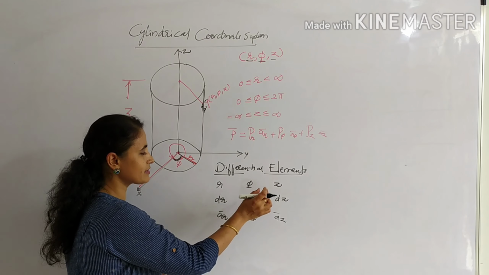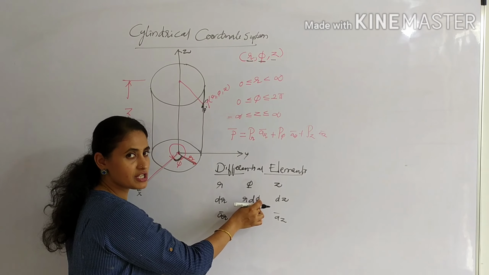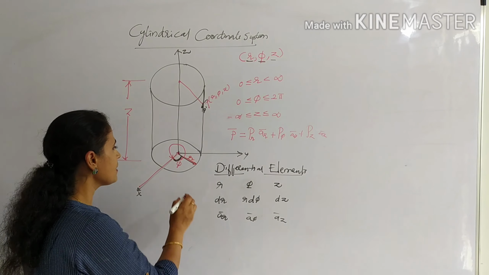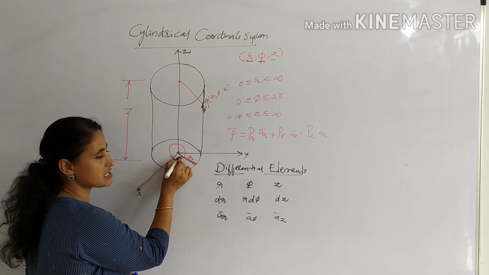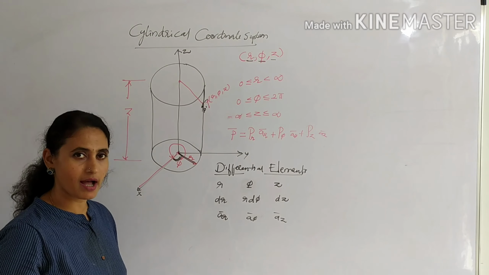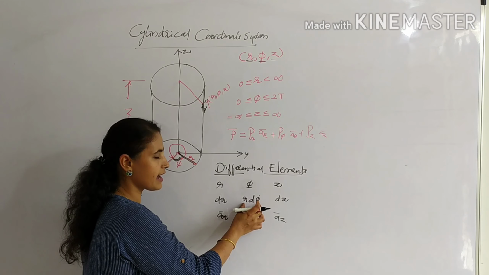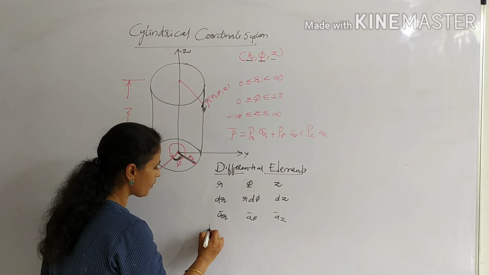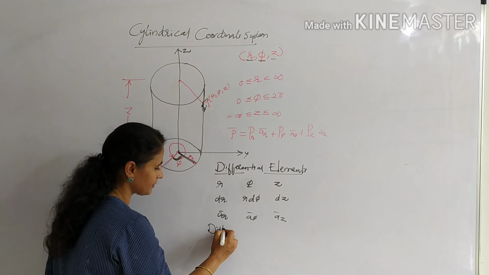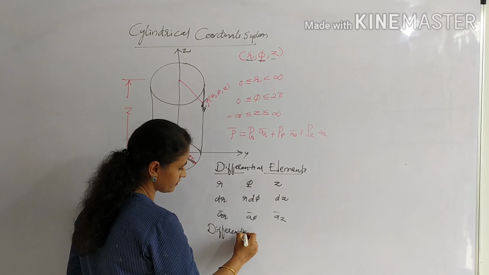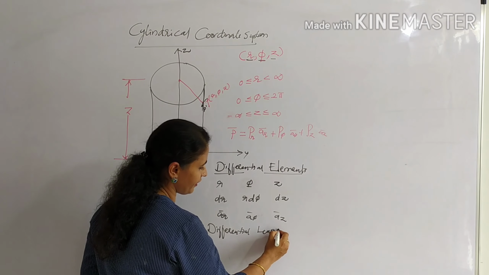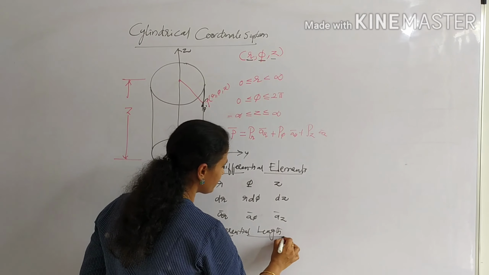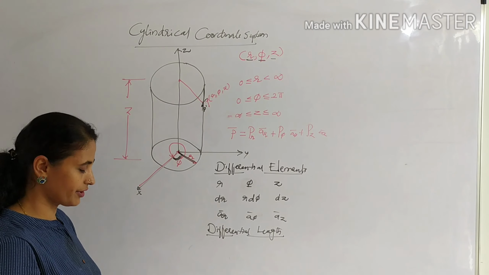So there is just a trick here. The differential change in phi takes the differential shift only with respect to R, so we write it as R d phi. Now let us obtain the differential length, differential surface and differential volume of the cylindrical coordinate system.